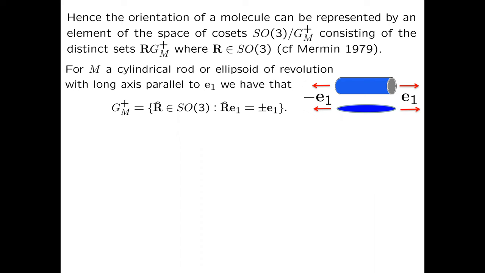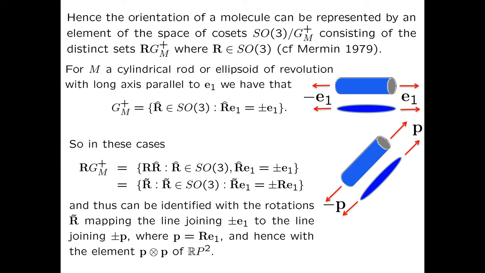So in these cases, R G_M plus is the set of R R hat, with R hat in SO(3) and R hat e1 equal to plus or minus e1. So if you replace R hat by R tilde, it's the set of R tilde such that R tilde e1 is plus or minus R e1. If you call R e1 p, then this can be identified with the rotations that map the line joining plus or minus e1 to the line joining plus or minus p. Very intuitive, and so therefore you can identify this with the element p tensor p of RP2.